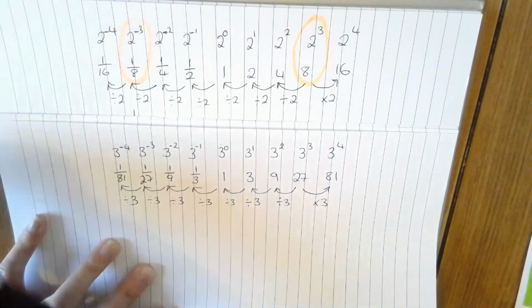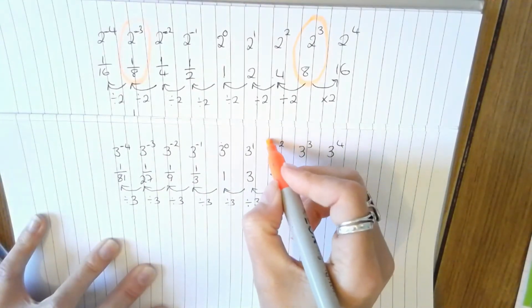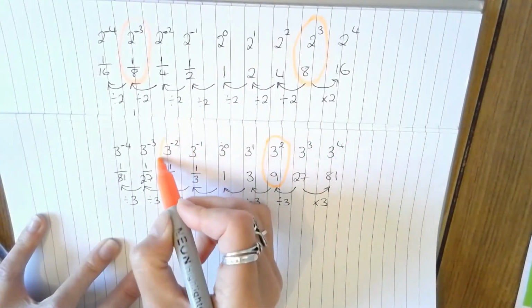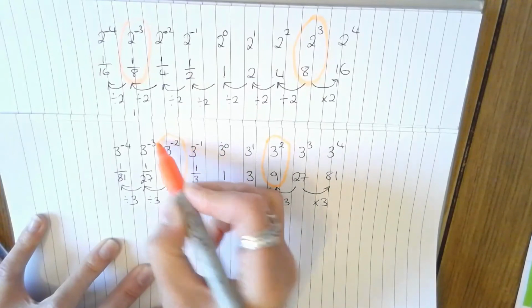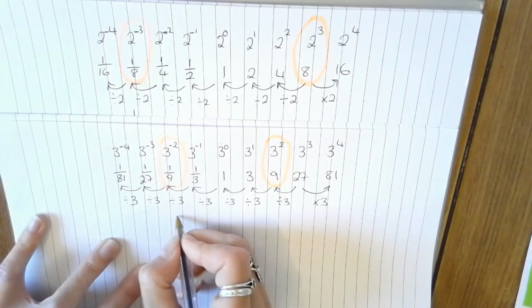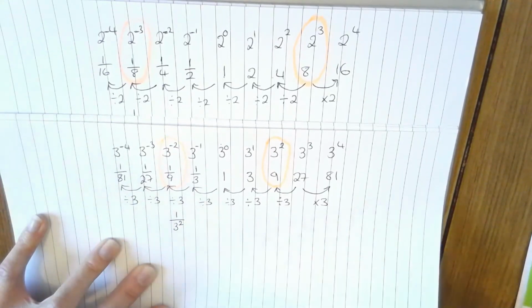And again, we have a symmetry here. For example, 3 squared is 9, and 3 to the power of -2 is 1 divided by 9. And we can also express that as 1 divided by 3 to the power of 2, or 3 squared.